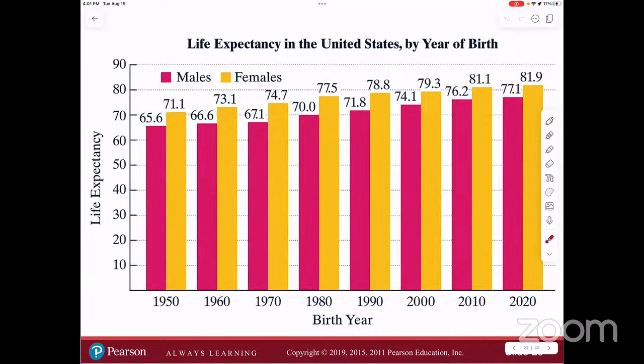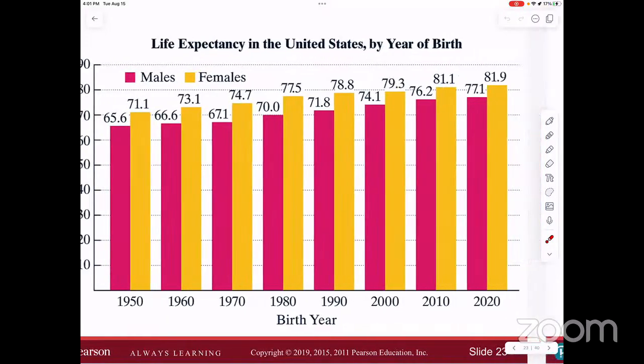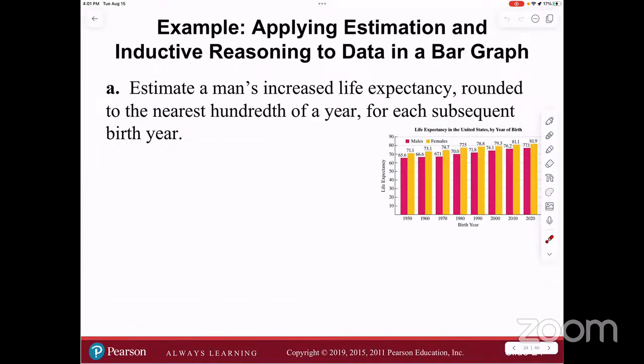Okay, so we're going to move forward. In this example, it says applying estimation and inductive reasoning to data in a bar graph. Estimate a man's increased life expectancy, rounded to the nearest hundredth of a year, for each subsequent birth year. I feel like something is missing. Life expectancy rounded to the nearest hundredth of a year for each subsequent birth year.